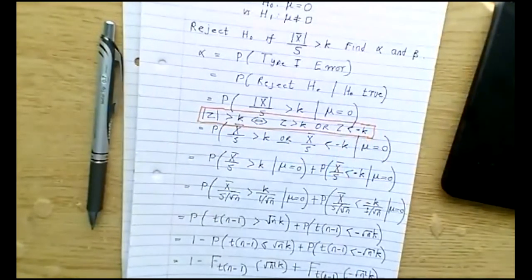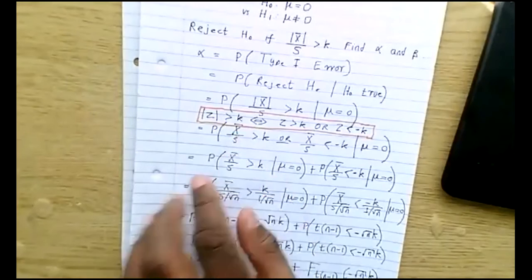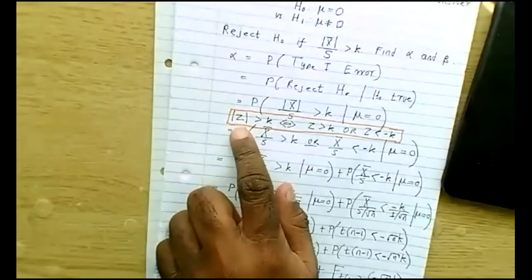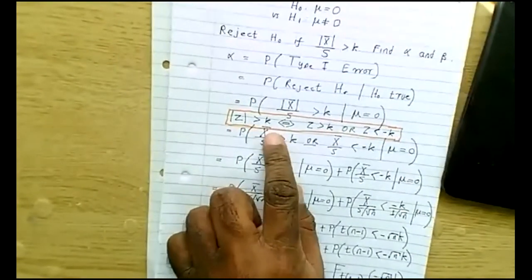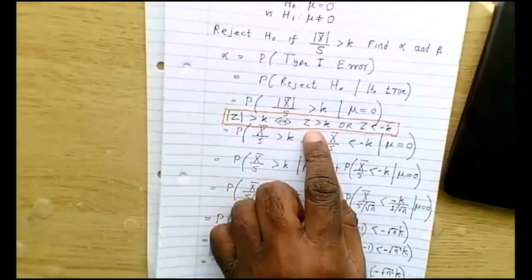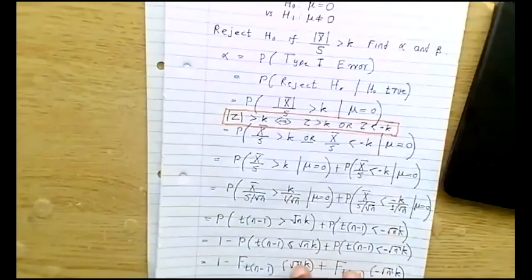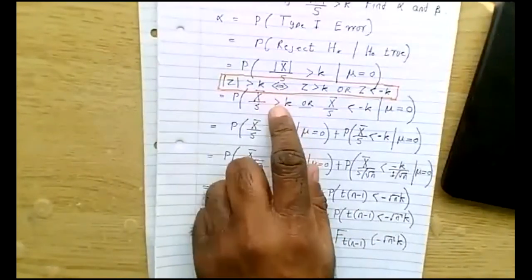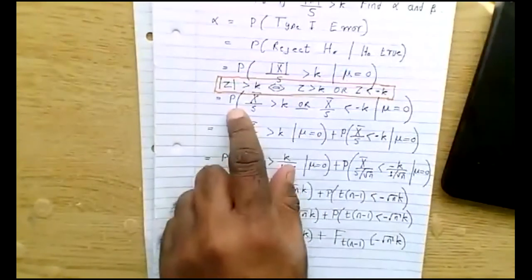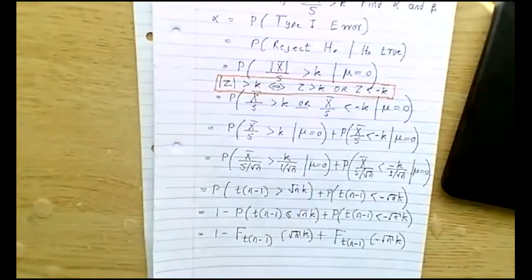But this is the rule. I thought you know this from your calculus course. Anyway, if you don't know this, just try to remember this. If you have something like absolute value of Z greater than K, that's the same as saying that Z is greater than K or Z is less than minus K, right? That's what I have used to go from this line to this line.